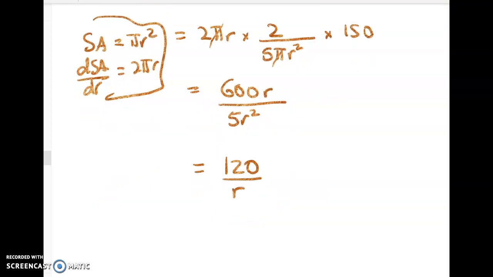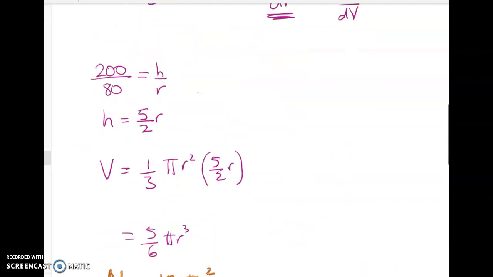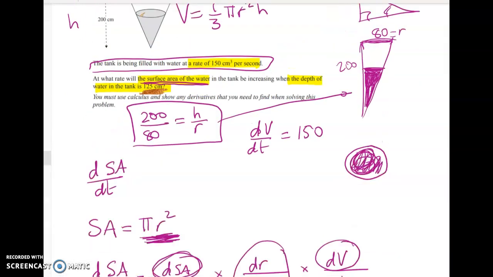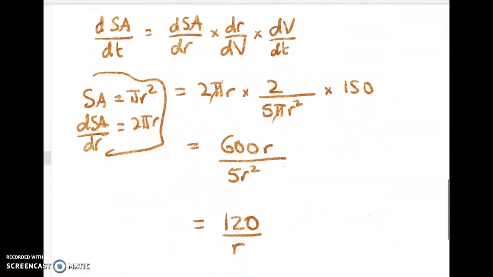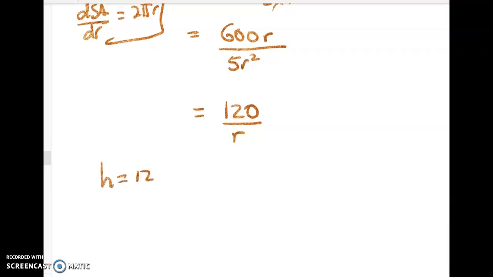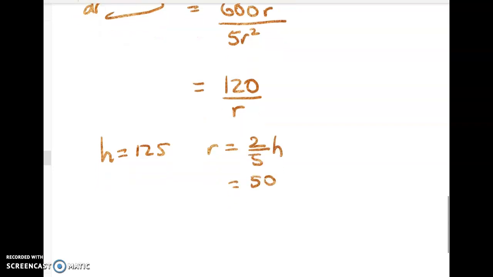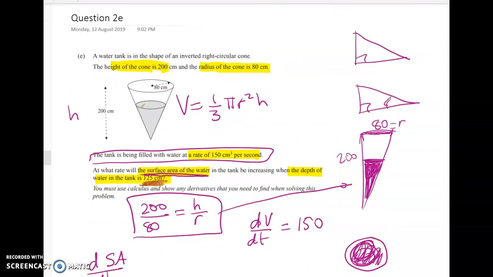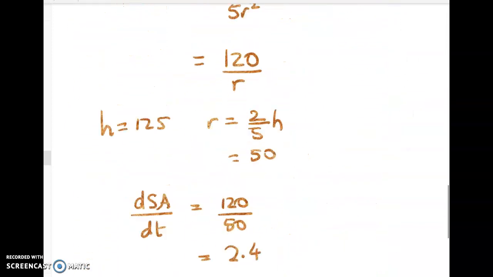The last thing I have to do is figure out what r value we're interested in. So let's go back to the question and have a look. Well, we have to figure out the surface area when the depth of the water is 125. So h is equal to 125. Where are we? Here. h is equal to 125 and r is equal to 2/5 of h, so r is equal to 50. That gives me dSA by dt is equal to 120 over 50, which is equal to 2.4, and the units are going to be centimetres squared per hour, I think. No, per second. So centimetres squared per second.